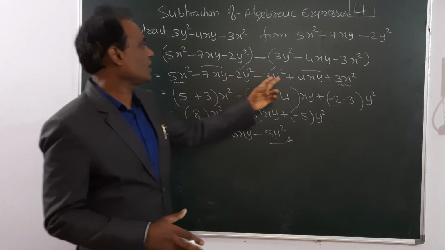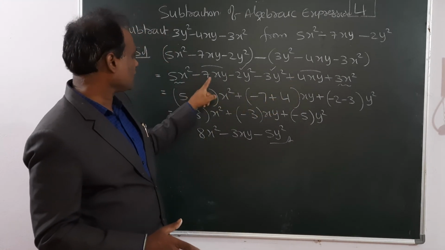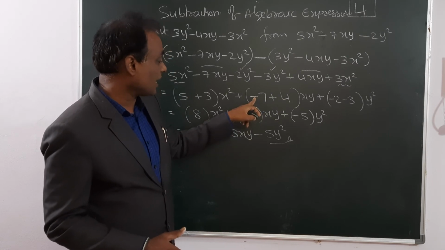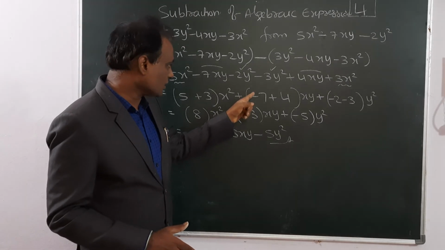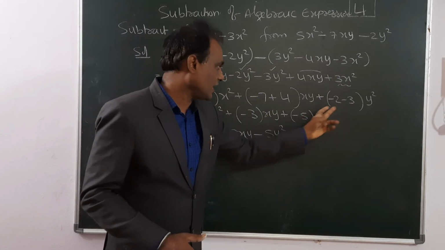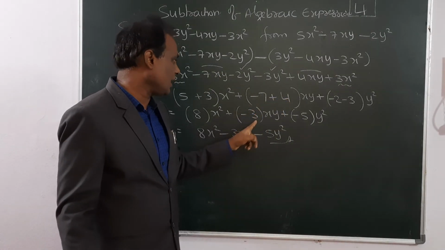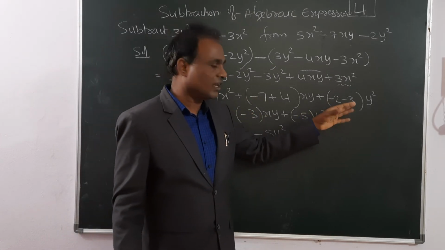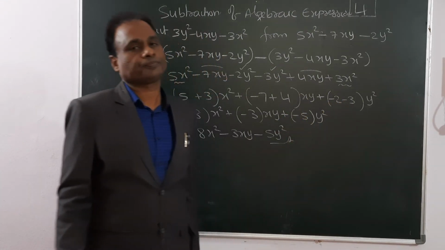So here 7xy means xy is common. This is plus 4, this is minus 7. So 7 minus 4 is 3. Because this is a minus symbol and this is a plus symbol, we can't add. Don't write 11. If both are plus, 7 plus 4 is 11. If both are minus, we can add like this. But one plus and one minus means we have to subtract. 7 minus 4 is 3. 7 is greater, the minus number is greater. Both minus minus means the same minus, so 2 plus 3 is 5, and minus will remain the same.